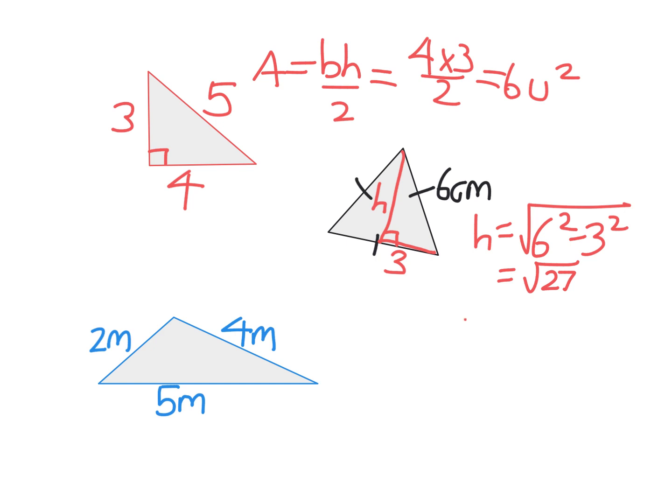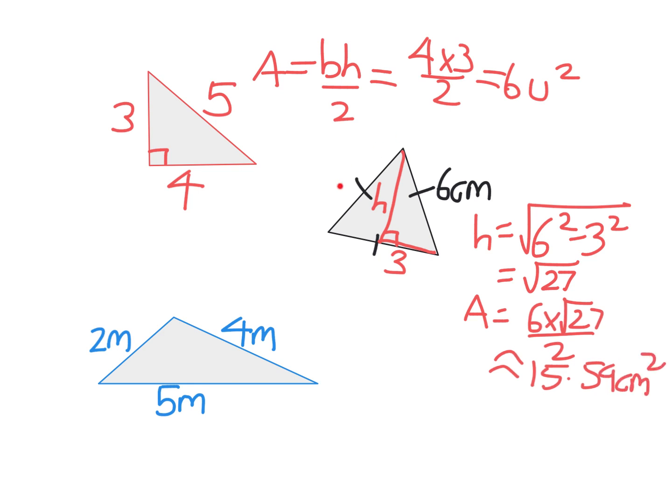So the area of this triangle will simply be base 6 times perpendicular height divided by 2. So to 2 decimal places, that gives us about 15.59. Because the lengths were given in centimetres, it'll be centimetres squared. So we can only use this trick for equilateral and isosceles triangles.